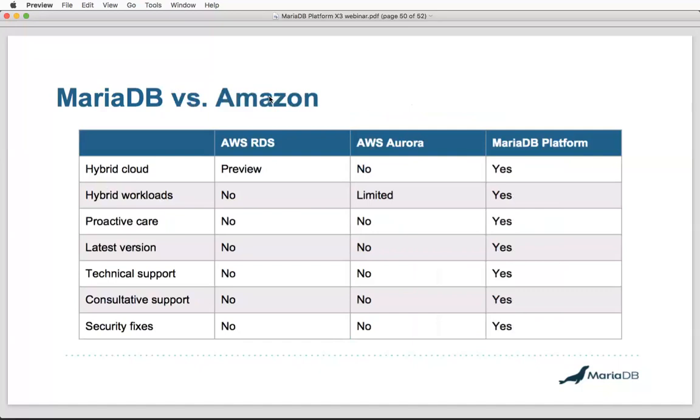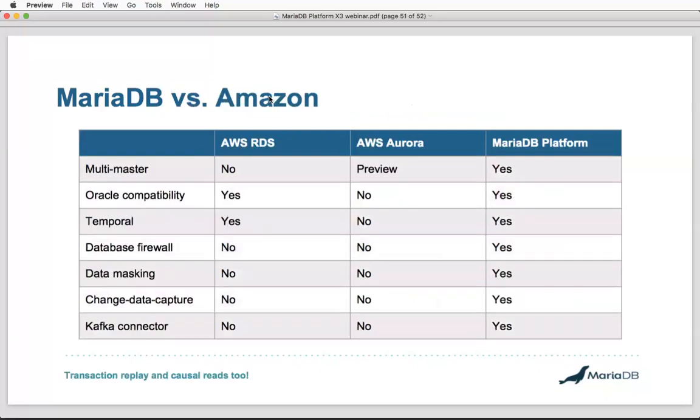And so if you look a little bit at those differences, certainly you have a preview of hybrid cloud. You have limited hybrid workloads available in something like Aurora. But really where you get stuck on your own is when you need that proactive care. If you want to run on the latest version and not something that's 6 months old, if you need technical support, or even consultative support or security fixes in a timely fashion, as well as some functional differences. So there's still a little bit of a split there between RDS and Aurora, but the database firewall, dynamic data masking, change data capture, the Kafka connector, all of those things are available in MariaDB platform and otherwise unavailable in cloud databases that are built solely on MariaDB server.